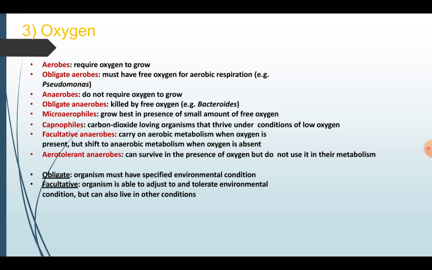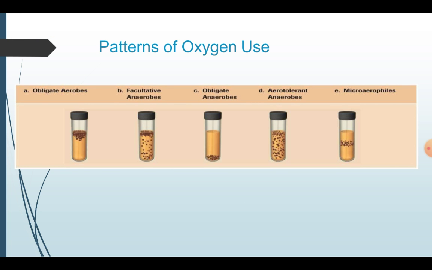Obligate: the organism must have specified environmental conditions. Facultative: the organism is able to adjust to and tolerate environmental conditions but can also live in other conditions. Patterns of oxygen use. This is the picture of patterns of oxygen use.